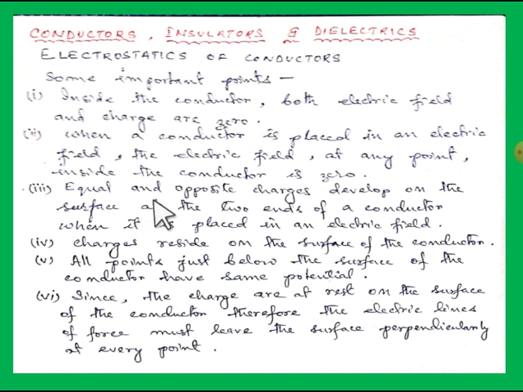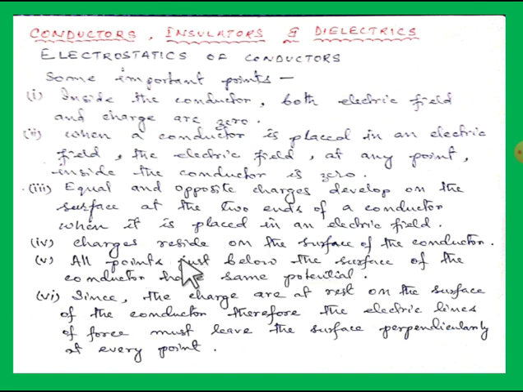Now next, number three, equal and opposite charges develop on the surface of the two ends of the conductor. That means when that conductor is placed inside the electric field, equal and opposite charges develop on the surface of the two ends of the conductor, and this will give you your electric field inside the conductor as zero, because due to that external field, what happens? Opposite field against the direction of the external field, equal in magnitude but opposite in direction, so they neutralize each other, and so electric field inside will be what? Zero, right?